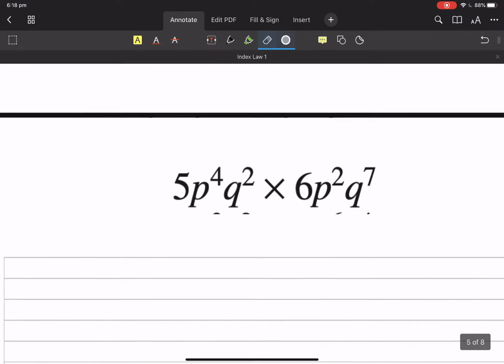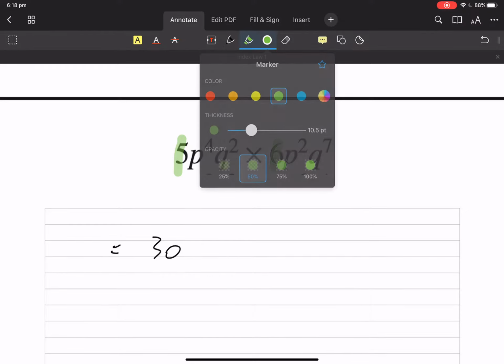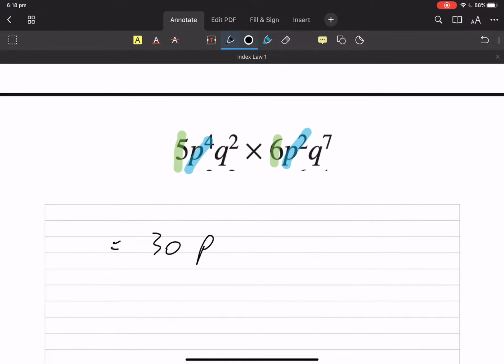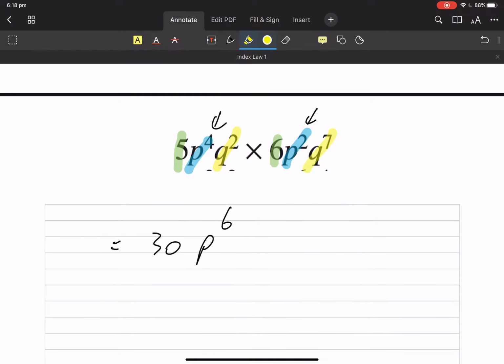Let's go back to this one. We're going to do the numbers first. 5 times 6. 5 6s, 30. Then we're going to pick a letter. I don't care which letter. Let's go P. How many P's do you see? I see 4 and 2 is 6. Then I'm going to do another letter, Q. How many Q's do you see? 2 and 7 is 9. So 30, P to the 6, Q to the 9.